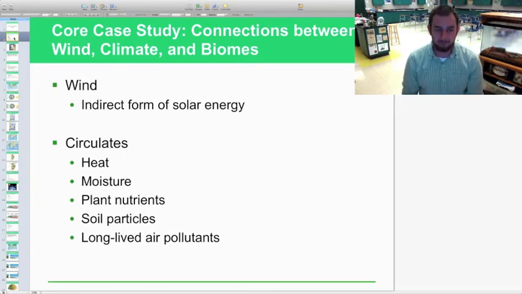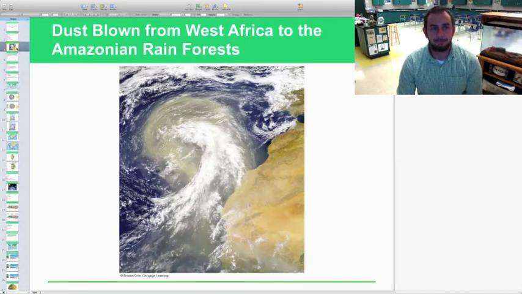Also with circulation, this wind circulates not only winds, but also brings with it heat, moisture, plant nutrients, like in our nutrient cycles we just talked about in the last chapter. It even moves soil particles from point A to point B, and even long-lived air pollutants, which can be a bad thing, and keeps them in our atmosphere. So that's the connection between wind and climate, and a little bit on biomes. We're going to investigate that a little bit further with this chapter.